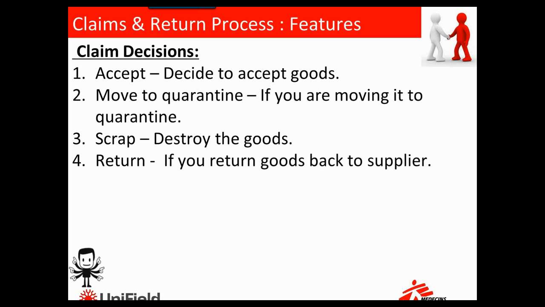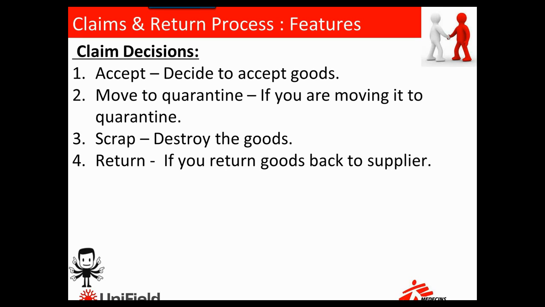The last one, number 4, is return. It can be that you've received items and it's not what you had ordered. You can still say, I want to send it back to the supplier. You can also say, I'm going to send it back, but I'm still expecting you to deliver me the item. So you have an option of saying request for a replacement in the claims area.